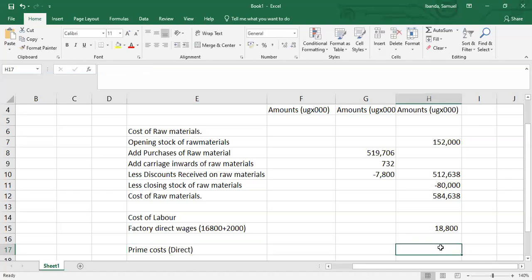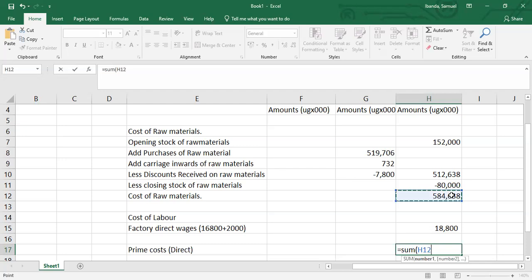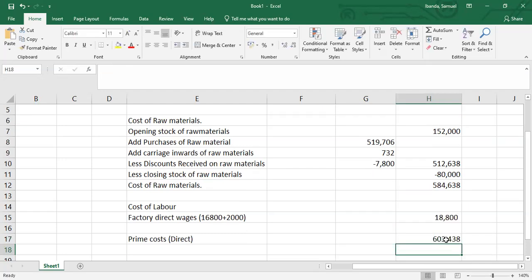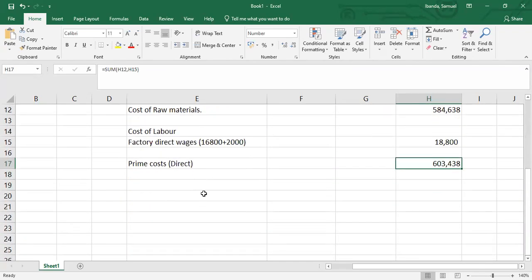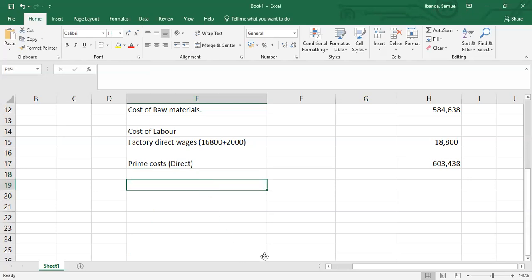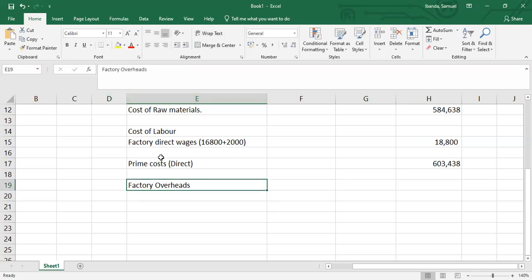So when you sum up this and this, it basically gets you to 603,438. So that is your prime cost. It looks at only direct costs. So the next thing I'm going to do is look at other costs, which I'll call the factory overhead. So I'll just record here factory overheads. Factory overheads right there, okay?